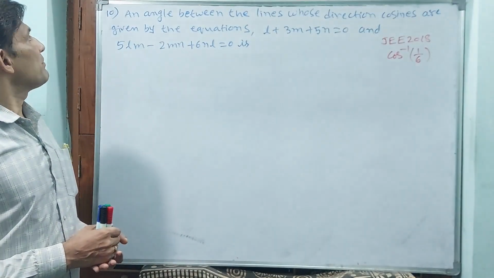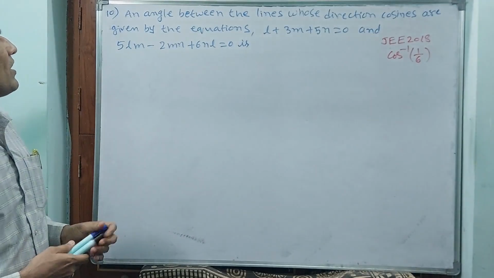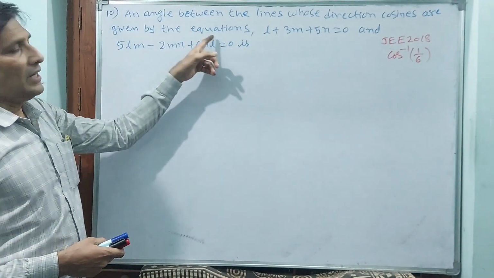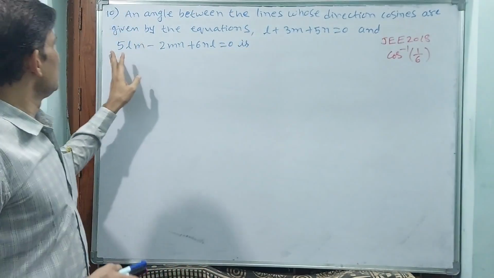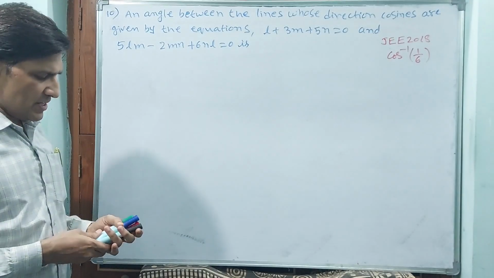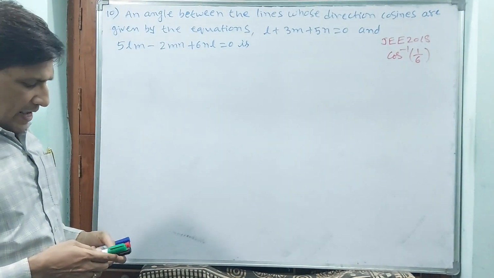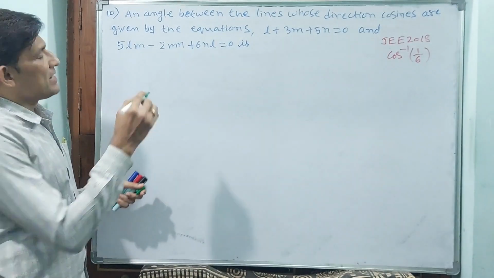Okay, see question number 10. An angle between the lines whose direction cosines are given by the equations l + 3m + 5n = 0 and 5lm - 2mn + 6nl = 0 is... See here, how are we going to find the angle? Two formulae are there. Observe carefully, I am writing those formulae.